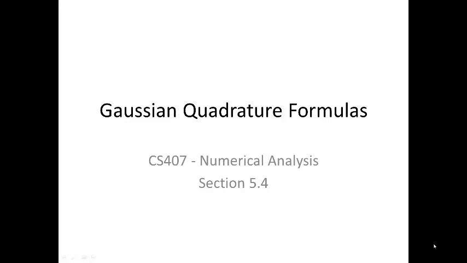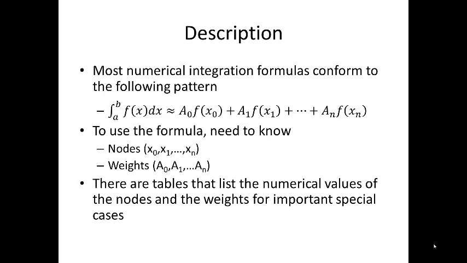CS407 Numerical Analysis, Section 5.3, Gaussian Quadrature Formulas. So you'll remember last time I promised you some nasty fractions and nasty numbers. Well, here they are in this section. We'll start with a description of what this process is, and we'll end up seeing the derivation as to why we derive these nasty numbers.